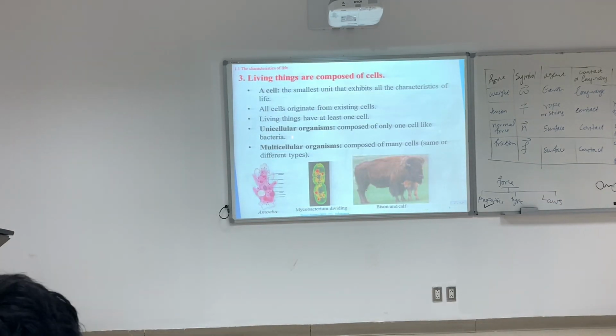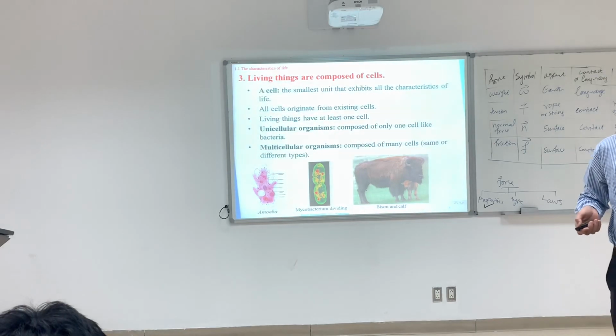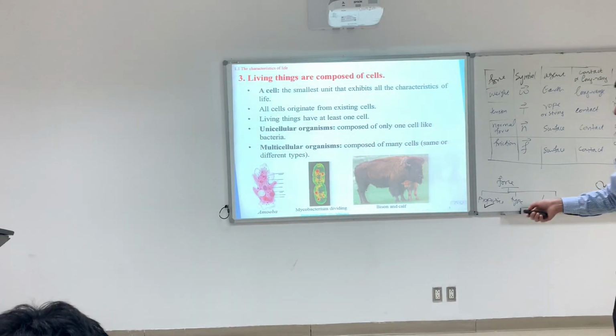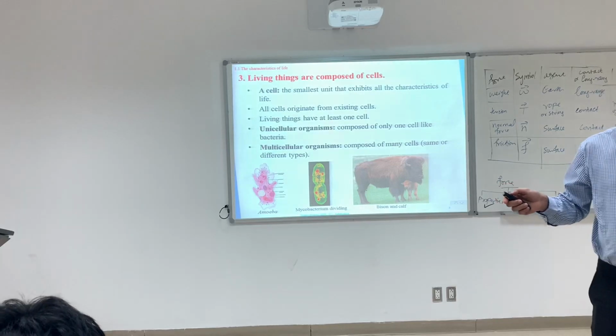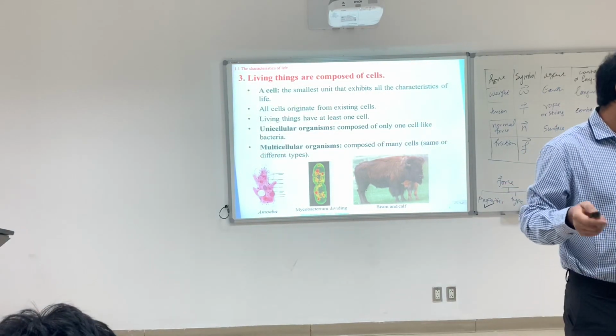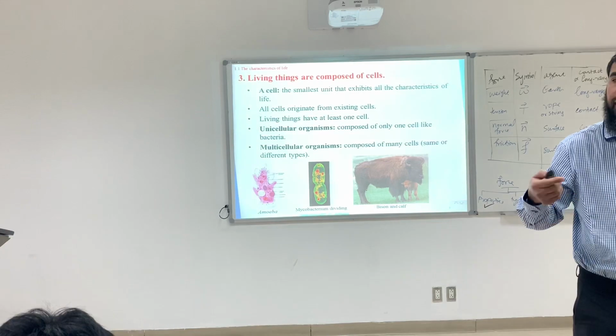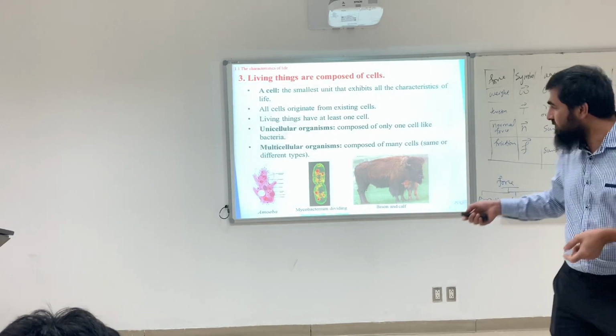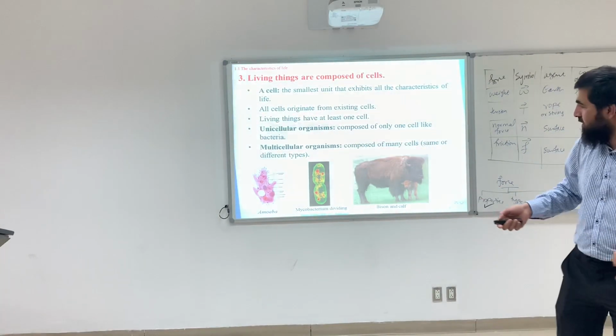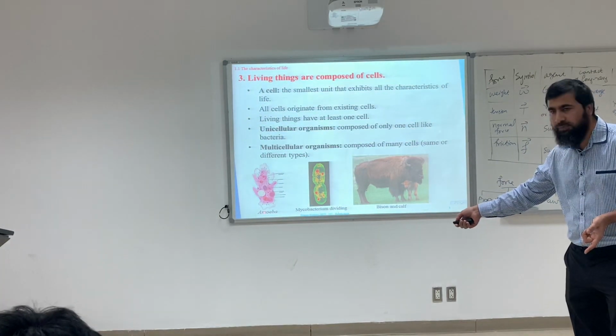Understand that the cell is the smallest unit. To be considered living, you have to have at least one cell. We have different types of organisms: unicellular and multicellular. Unicellular means one cell. So in the exam, if a question asks about unicellular, it is referring to one cell. Multicellular means many cells. An example of a unicellular organism is amoeba.